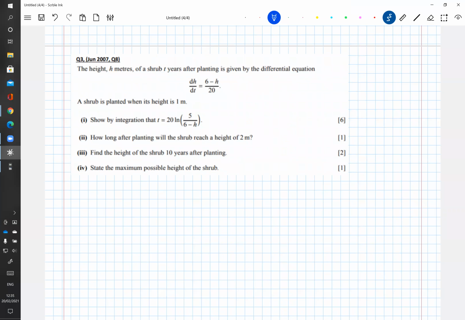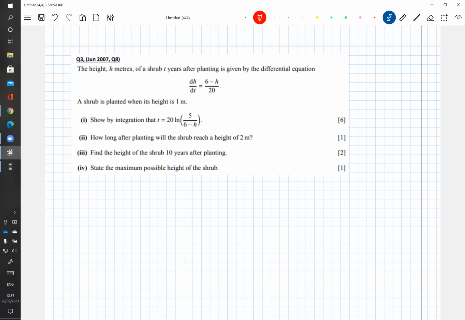The height h meters of a shrub t years after planting is given by this differential equation here. A shrub is planted when its height is 1 meter. Quite often you'll find that parts of the question have information hidden in them, i.e. boundary conditions, points hidden in them. This is such a question.